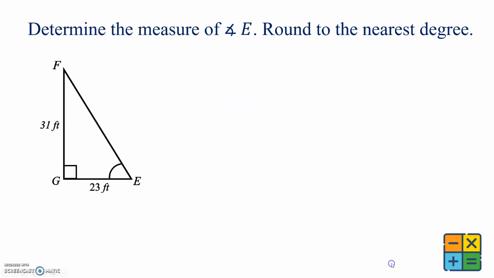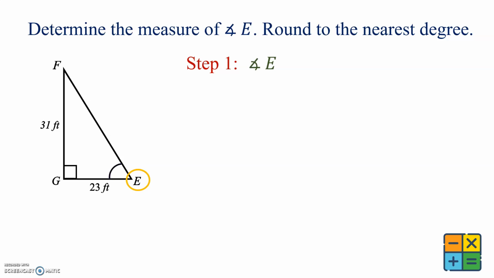Let's try a couple more examples. All right, it says determine the measure of angle E, round to the nearest degree. Step 1, identify the acute angle referenced in the problem. Here, the angle reference is E. How do I know that?